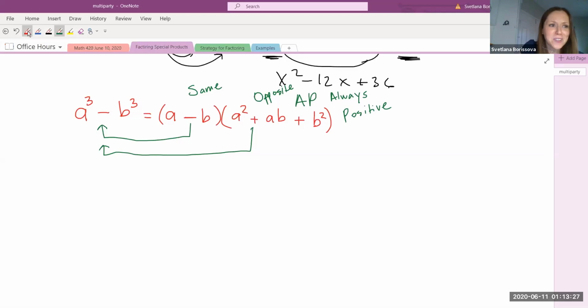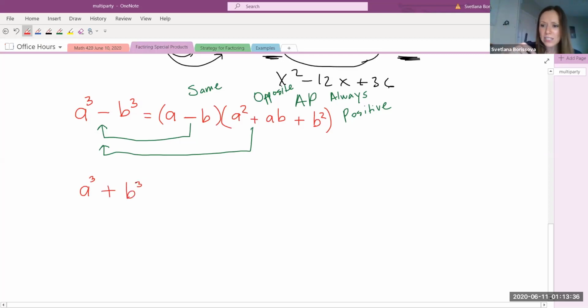Now, what we'll do, I'll start writing the second formula. That one will be with plus. So for cubes, we have both, with plus and with minus. Remember, for squares, it's only minus. For cubes, it's both. The formula for plus and minus.